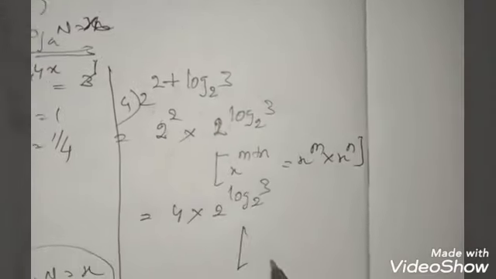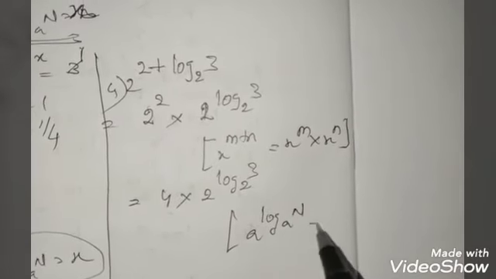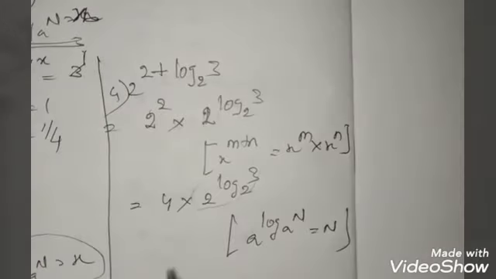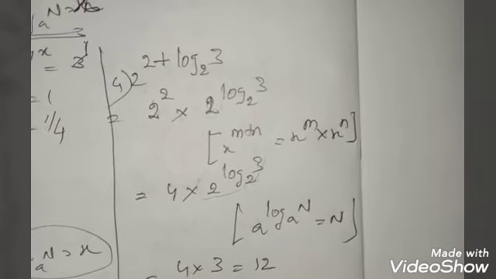Now we have a formula here: a to the power of log base a of n, we can write as n. Now here the complete value is nothing but 3, that is 4 into 3, which is nothing but 12, right?